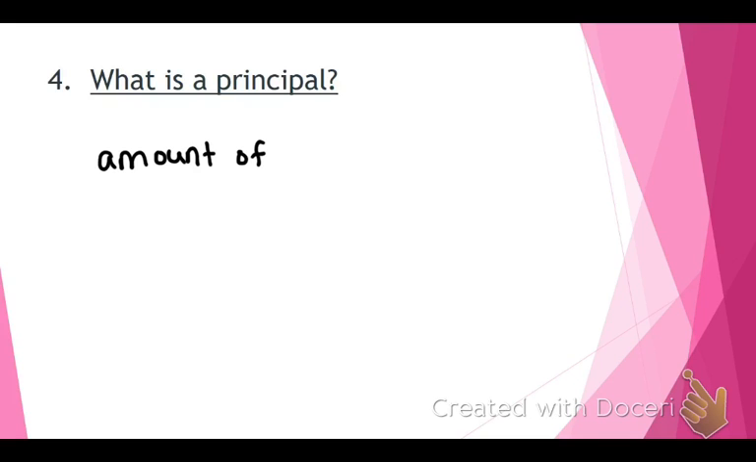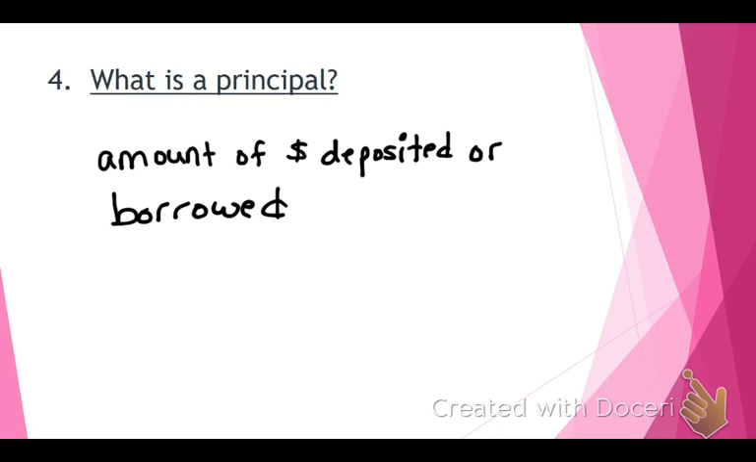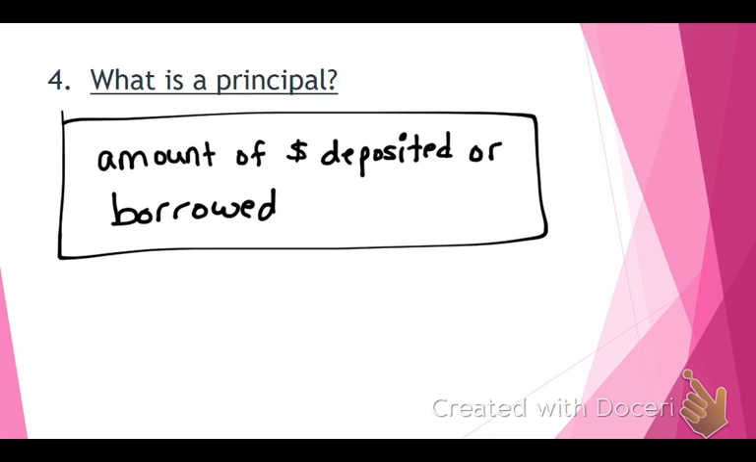that is deposited. So say that I take it into a bank and I deposit or put in $500. It's the amount of money that you deposit into a bank or the amount of money that you what? Borrowed. Okay, so if I take out a loan for $100, it's the amount of money that I am borrowing. So the principal, this is something you want to know, you're going to have to write out. It's the amount of money deposited or borrowed.